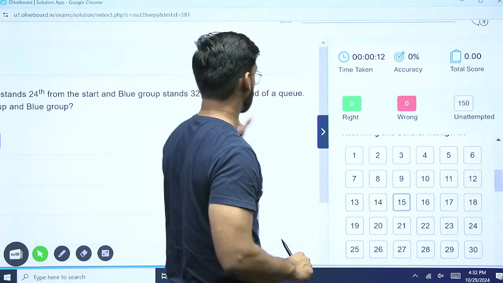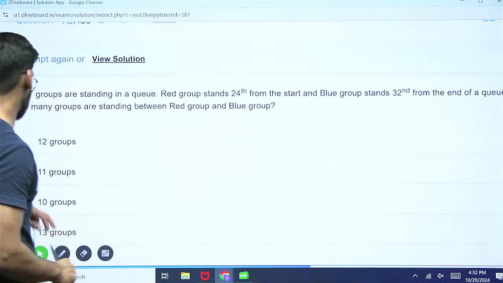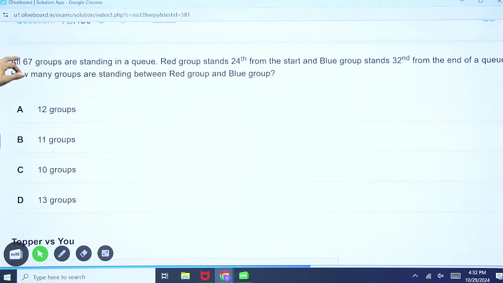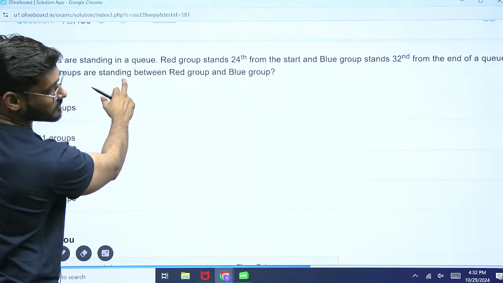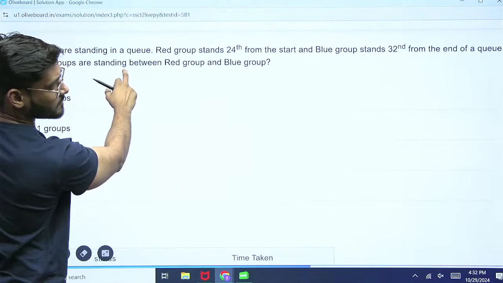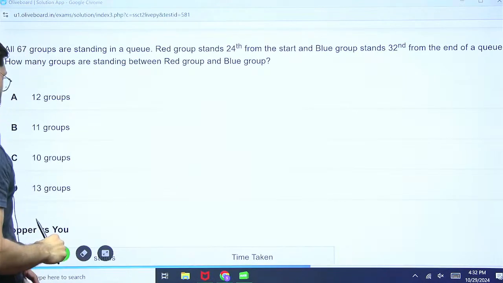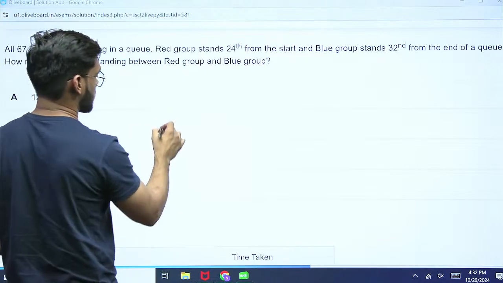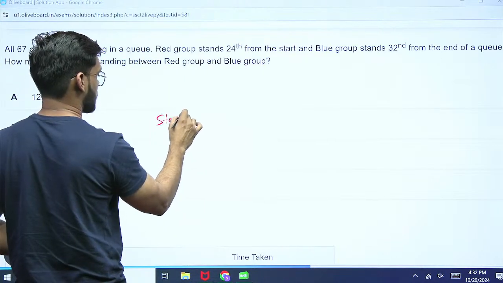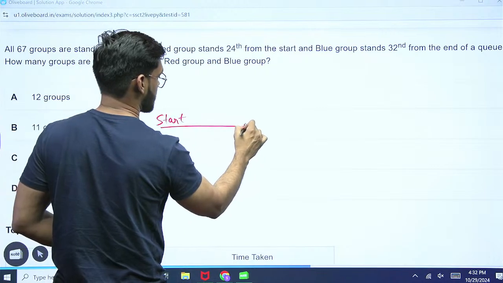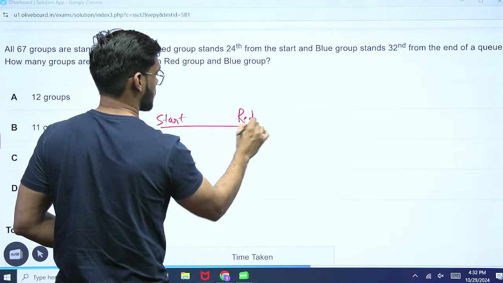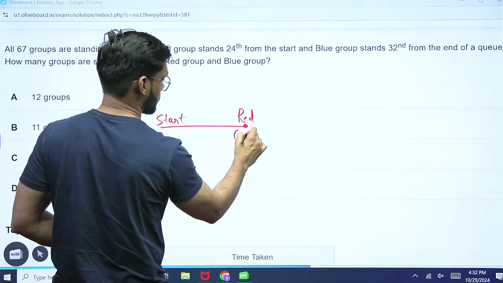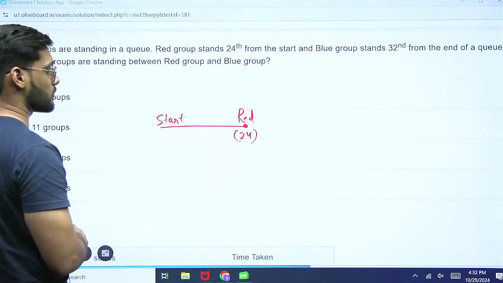15th question on your screen, from the ranking. This question is from the ranking. Let's see the right answer for this one. All 67 groups are standing in a queue. Red group stands 24th from the start. So this is the starting point. And this is the red group, which is standing at the 24th position.